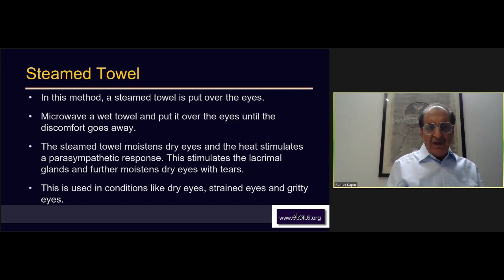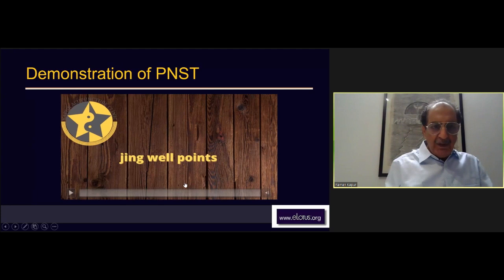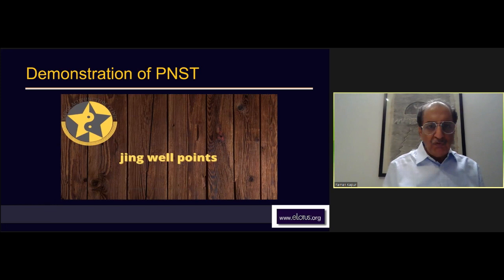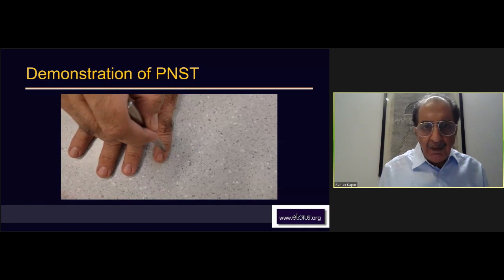Now I would like to go to a video, which I will be showing to you now, on the basic PNST treatment, which will show you all the points which we will be doing the prickling with. So we start with jingle points: lung 11, LI1, pericardium 9, triple warmer 1, SI1 and heart 9. Both the hands you will be doing.